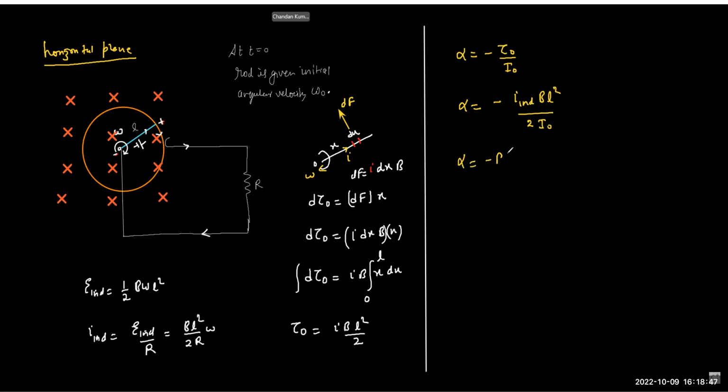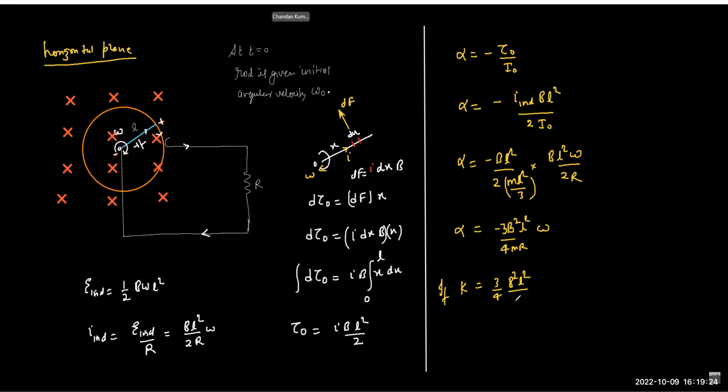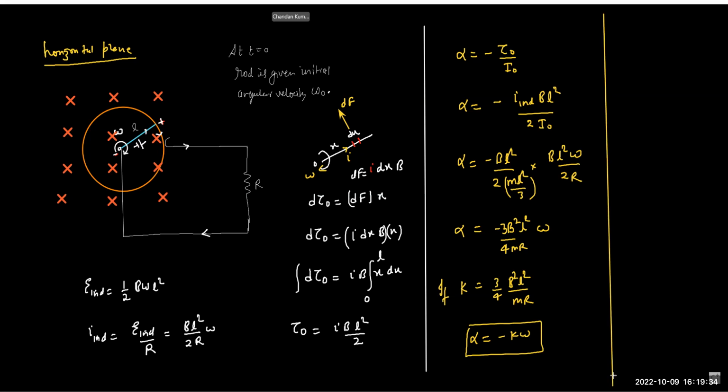Now let's substitute the value of I naught, which is ML square by 3. And the I induced itself is how much? BL square omega by 2R. So this gets cancelled, and what we are getting is minus 3 by 4 MR, and this is B square L square omega. So if we choose K equals 3 by 4 B square L square by MR, then alpha is basically minus K omega. And then beyond this, what we need to do is call the kinematical equation.